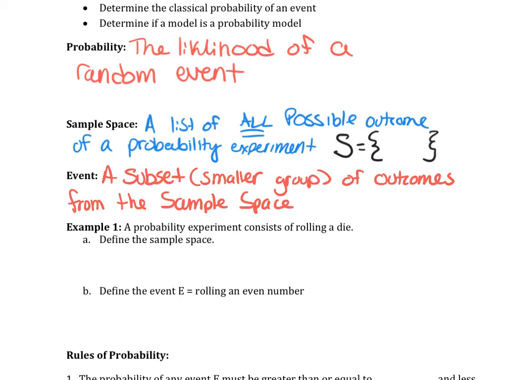So when we are defining an event, we use a capital letter E, or when we have multiple events that we're talking about, it's any other capital letter besides S, because S is for sample space. So events can be denoted by any capital letter, and then we still use those fancy brackets, and we would list the event in those brackets.